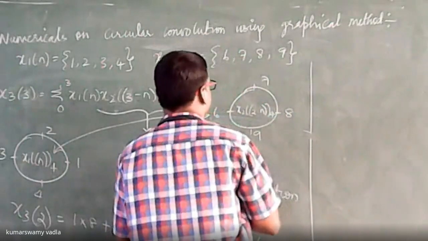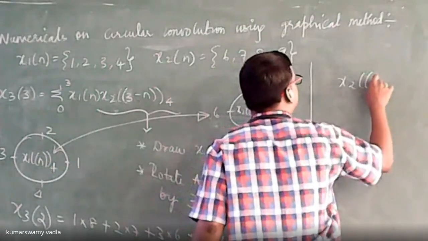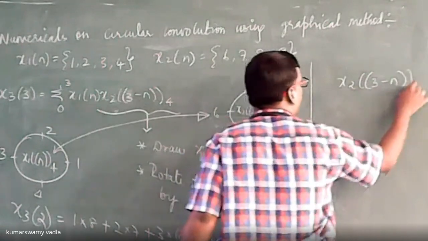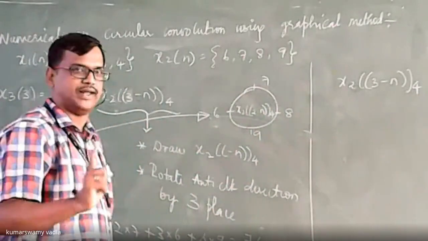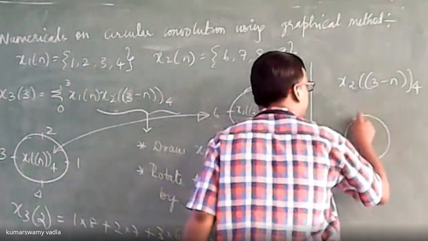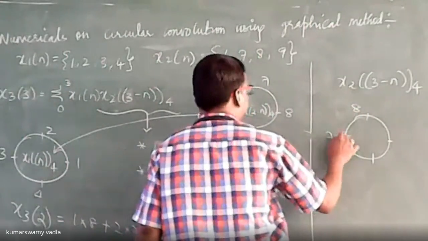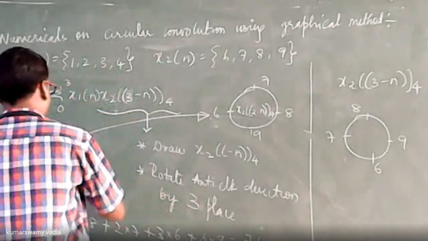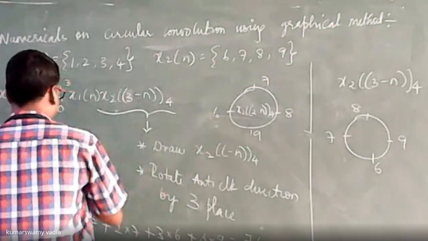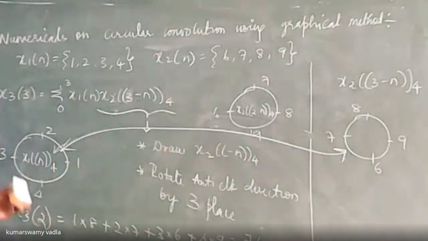To get x2 of 3 minus n of 4, rotate this 2 minus n anti-clockwise by 1 place. So what do we get here? This comes here: 8, 7, 6, 9. Now multiply which two? This and this. Yes or no?